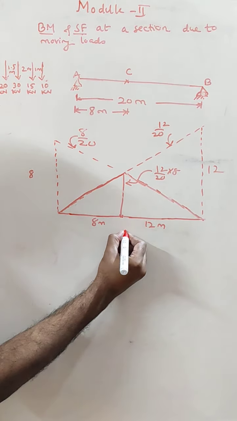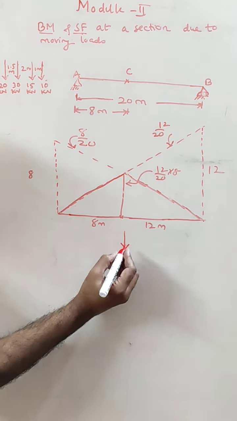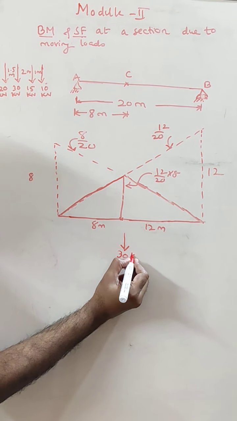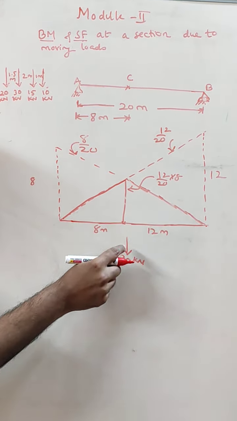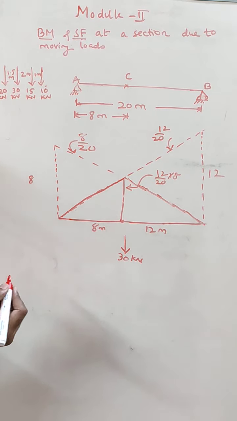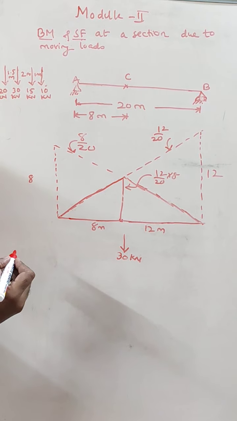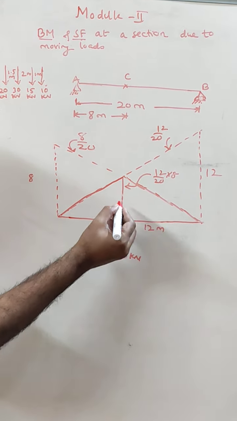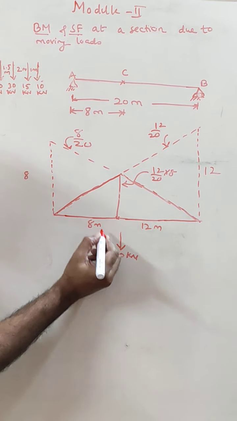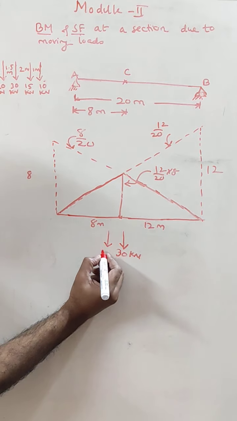So this is the first trial. I will make the 30 kilonewton maximum load occupy the maximum ordinate, because the formula says that the maximum bending moment at C is the summation of influence line ordinate into load. That's why 30 into this ordinate will give the maximum value. Then the other loads will adjust. You can see if 30 is here, 20 kilonewton automatically will be on this side.